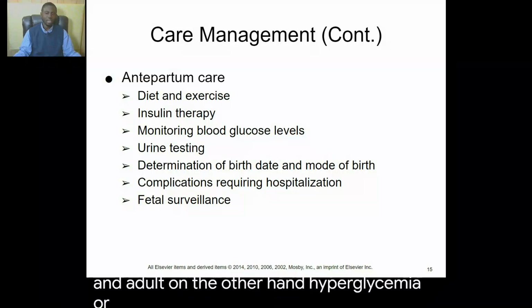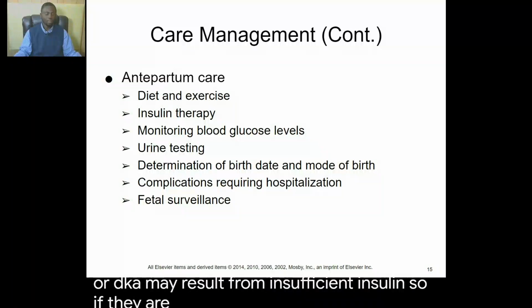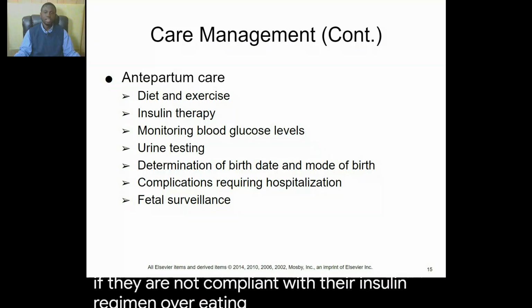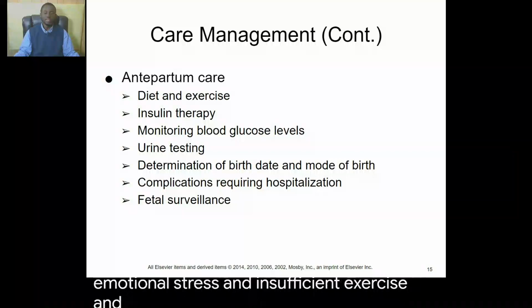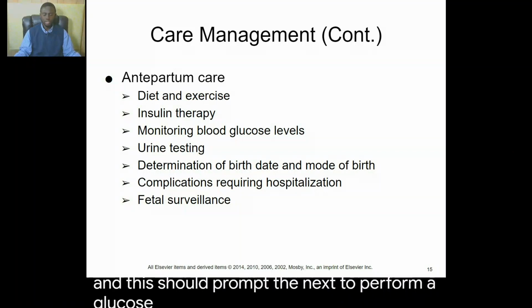On the other hand, hyperglycemia or DKA may result from insufficient insulin, so if they are not compliant with their insulin regimen, overeating, infection and illness, or emotional stress and insufficient exercise. And this should prompt the nurse to perform a glucose check to see if the blood sugar levels are high.